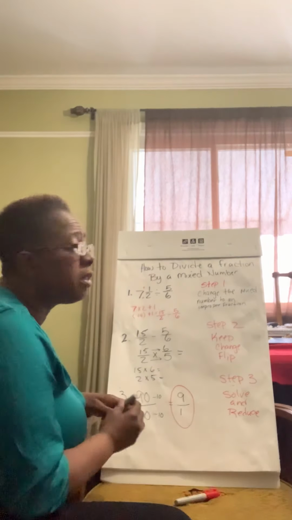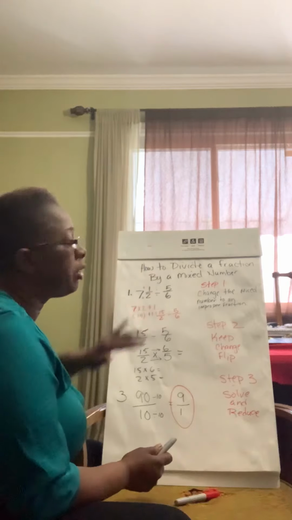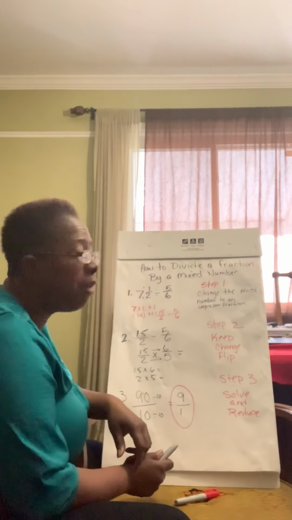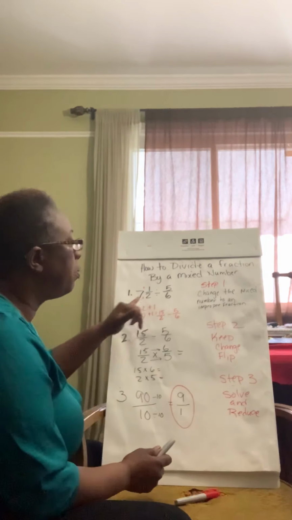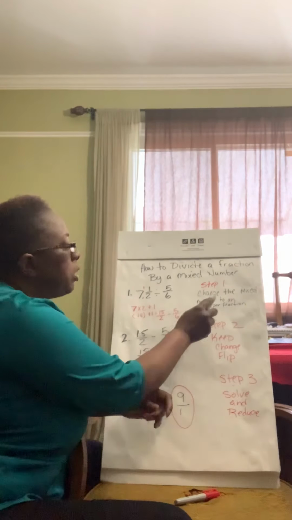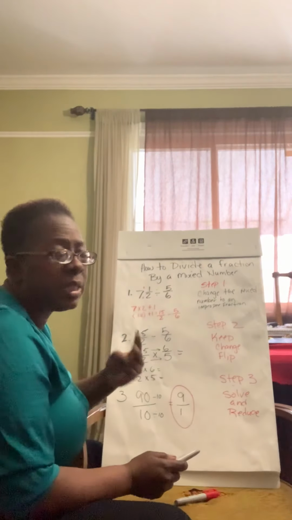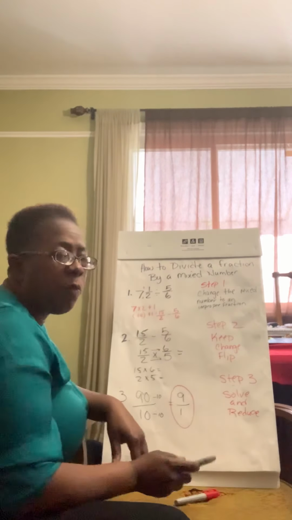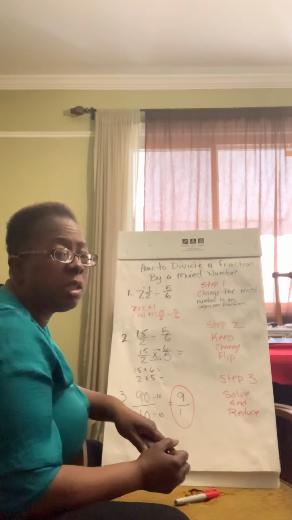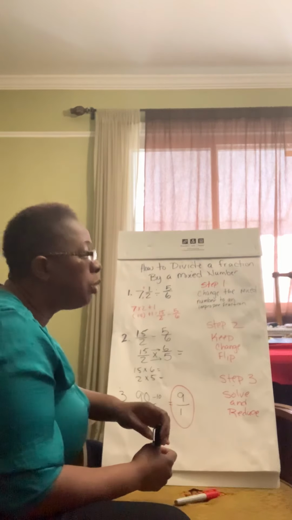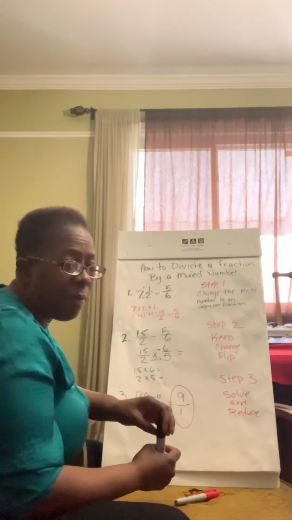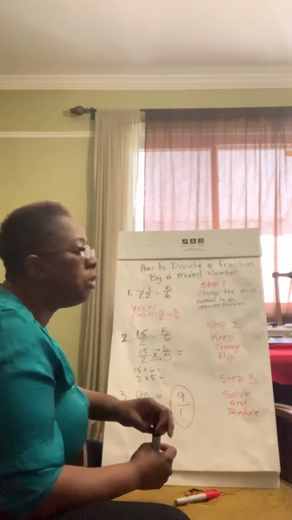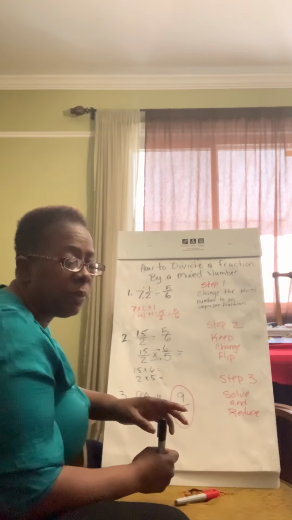So now you have the steps to divide a fraction by a mixed number. If we have two mixed numbers in the problem, then we just do step 1 twice. So we would do the same thing to the second fraction. And today we are going to be having two mixed numbers in our math problems. So you will need to do step 1 twice.